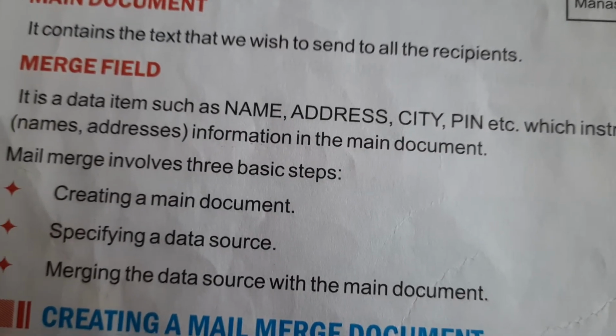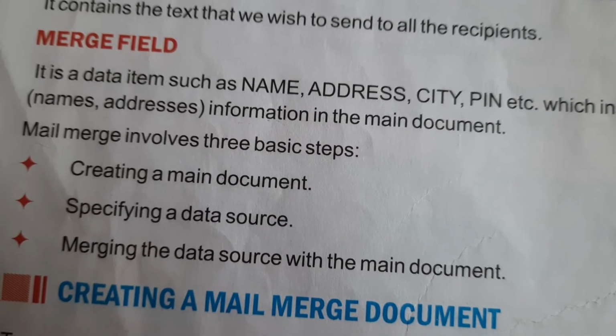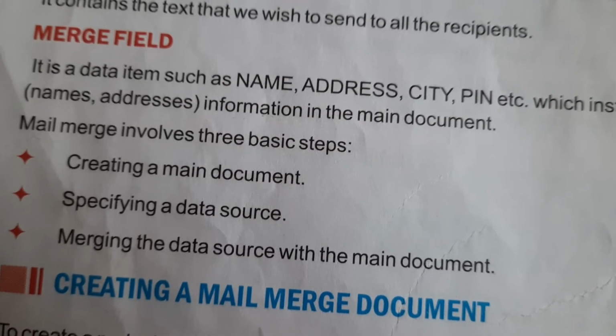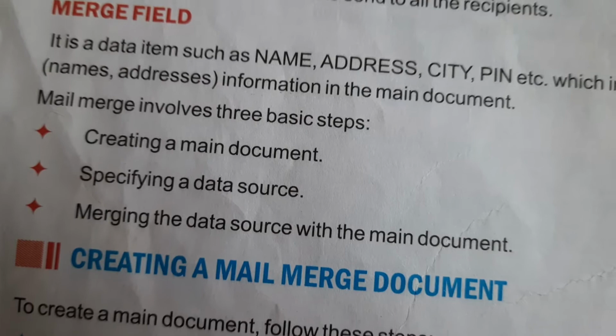So mail merge involves three basic steps. First is creating a main document. Second is specifying a data source. Third is merging the data source with the main document. So first of all, we have to create a main document. For that, we have to open Word.